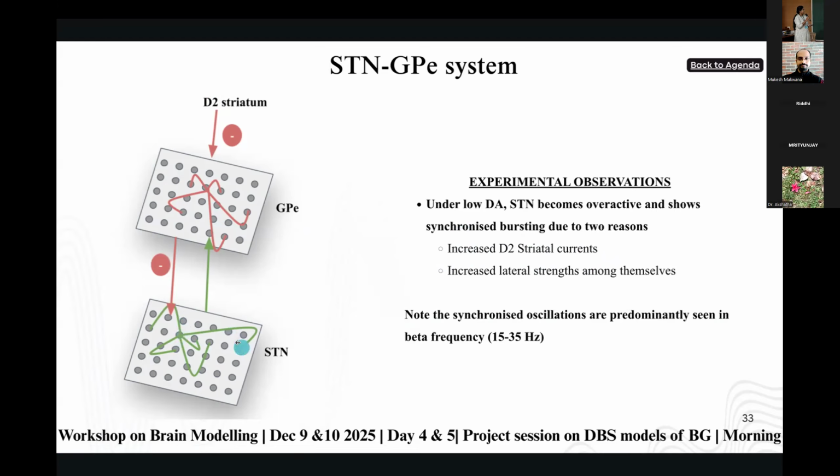Maybe. With that, then we will go into the code simulation of the STN-GPe system. The STN-GPe system takes quite some time to simulate, at least 2 minutes per simulation, and we have some 5 to 6 simulations to be done. So we will be doing it slowly. There's no hurry. We'll try to do each simulation slowly and understand the metrics.